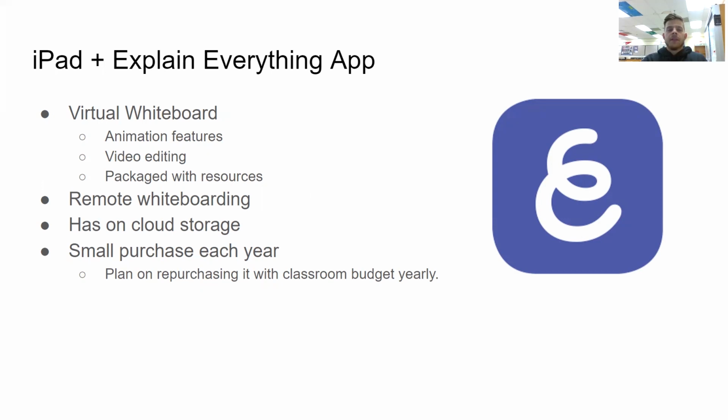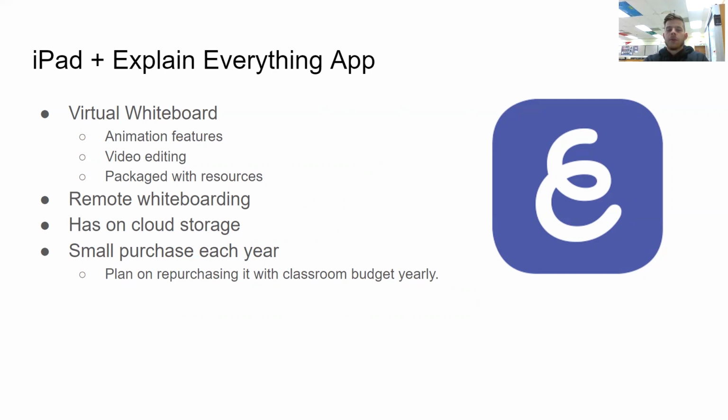What the Explain Everything app is, is basically a virtual whiteboard. It's got animation features, it's got video editing, and it's got a ton of different resources in the package that I actually bought. So I can do remote whiteboarding. I can actually get students to look at my whiteboard if they were at home. It has cloud storage, so it saves all my videos to me, and I can save it straight to my Google Drive, which is awesome. And it is one small purchase each year.